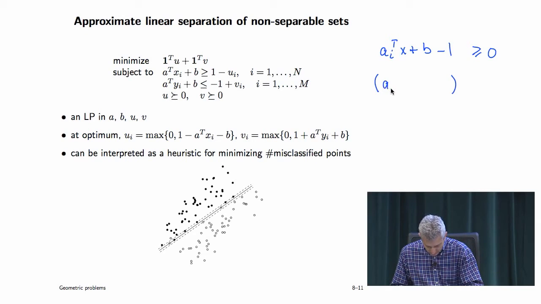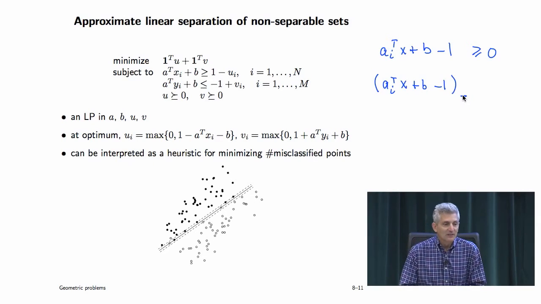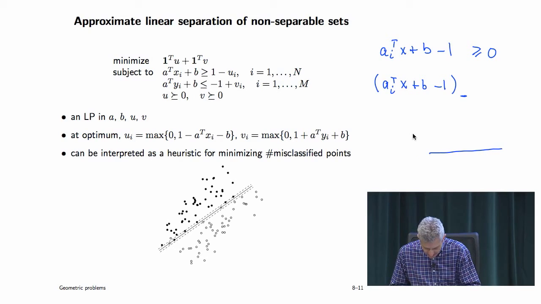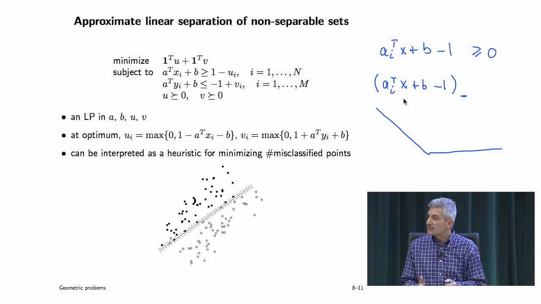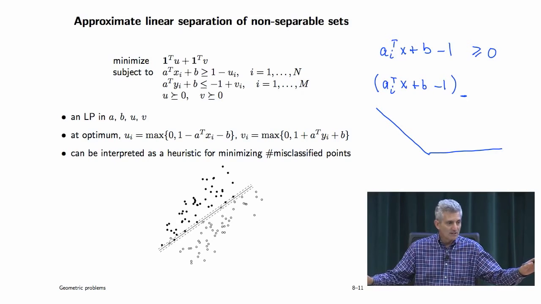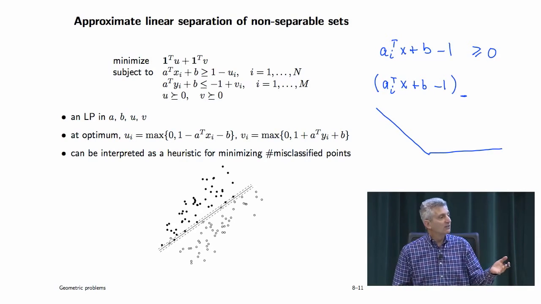You might form a_i transpose x plus b minus 1, the minus part. If you satisfy that inequality, there's no bill here. You don't pay anything, right? But if this thing becomes negative, then you start paying. And you pay linearly. So what function is that? That's a function that looks like this, right? And this is called the margin in the inequality. If your margin's positive, no charge whatsoever. If it's negative, you charge linearly for negative margins, right? Everybody sort of following this?